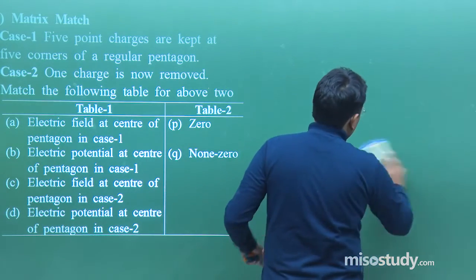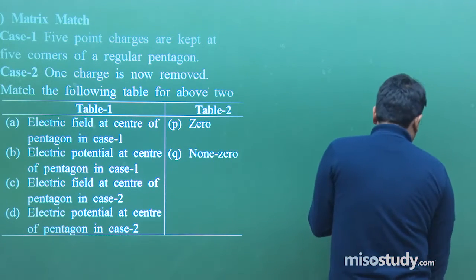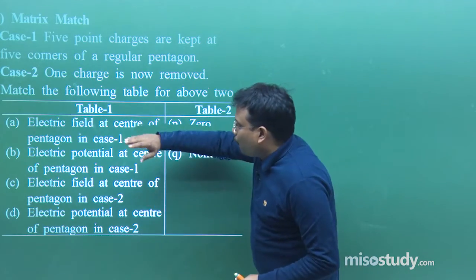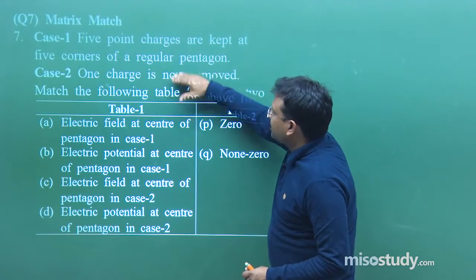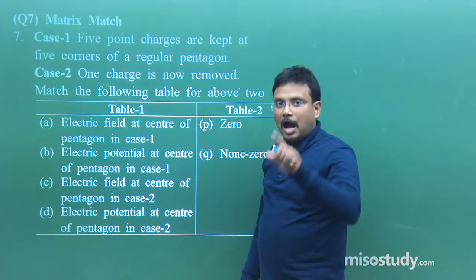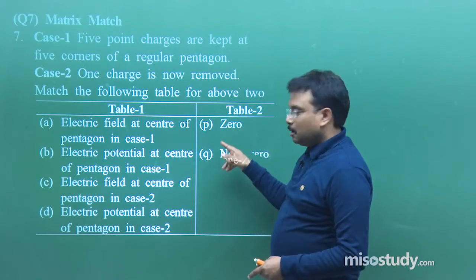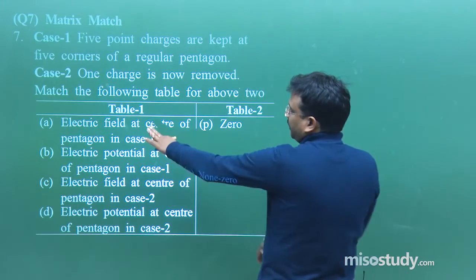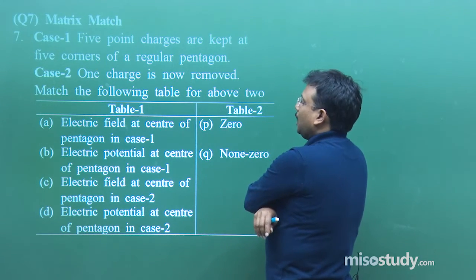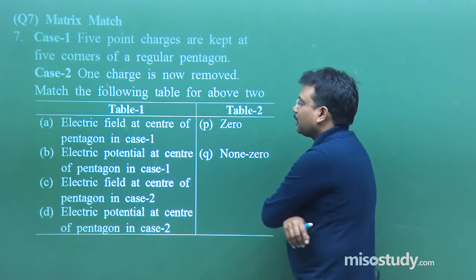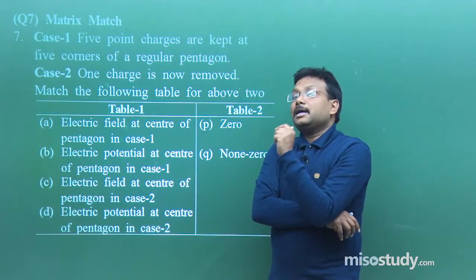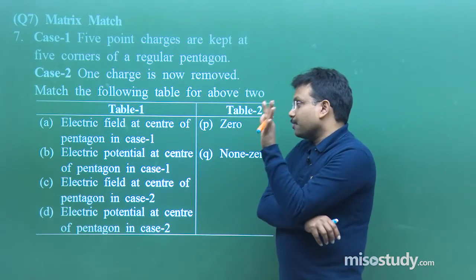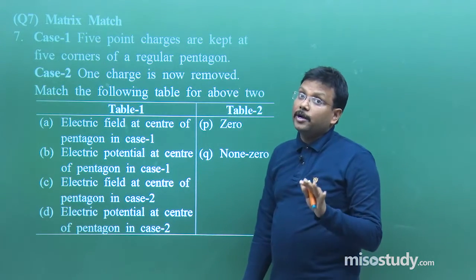Now, the problem is that as such no solution is given for this particular problem. What exactly is given? You have to consider one statement, analyze the statement on the basis of this information, and after that go for finding which value is correct. Say for example, the first statement in table 1: electric field at center of pentagon in case 1. What is case 1? Case 1 is when all the charges are placed at their respective positions. So, the electric field is going to be how much?